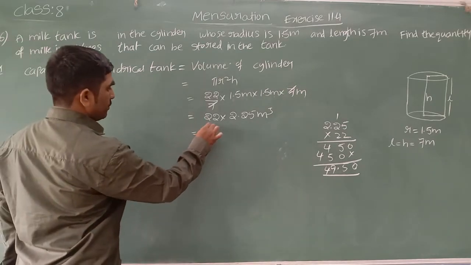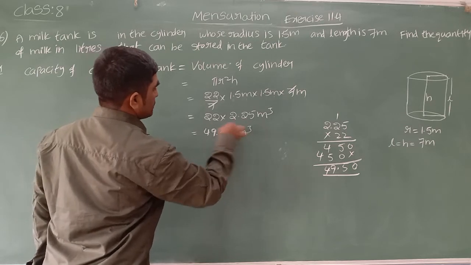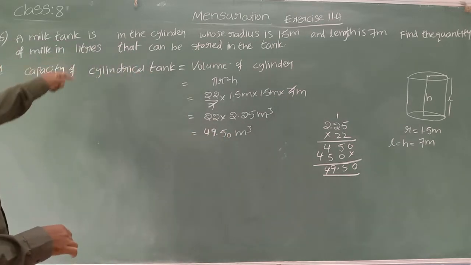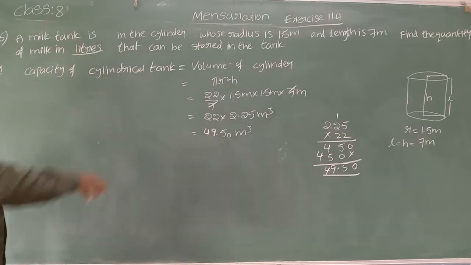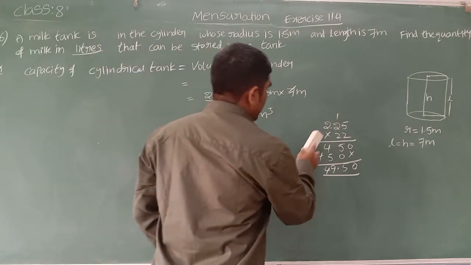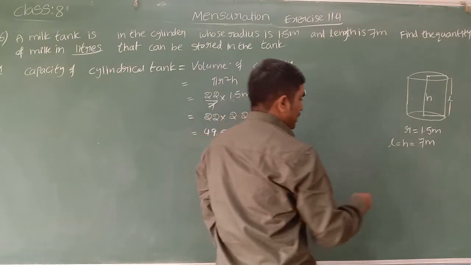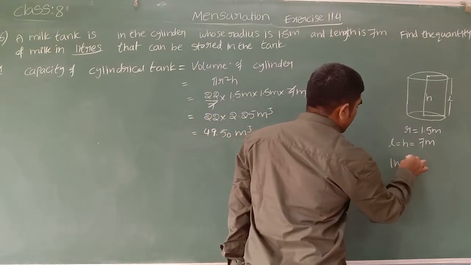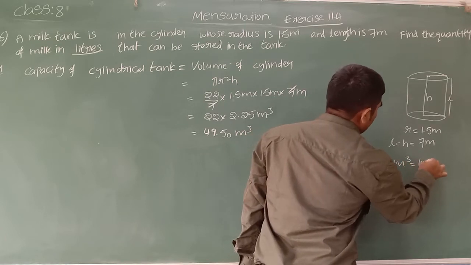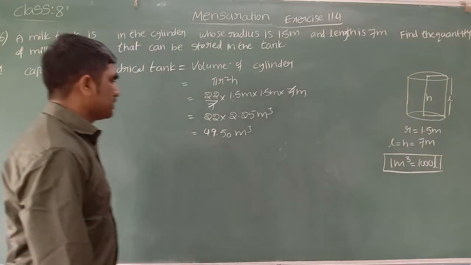49.50 cubic meters. But they are asking in liters. Find the capacity in terms of liters. Then you should know the relation between liters and cubic meters. What is the relation we have? 1 cubic meter is equal to 1000 liters.